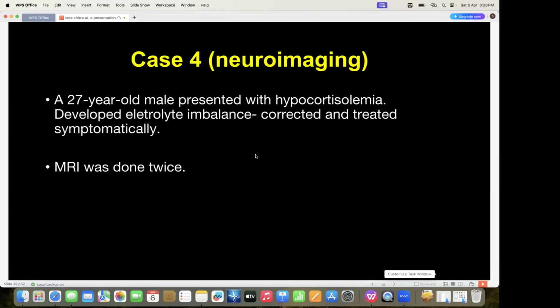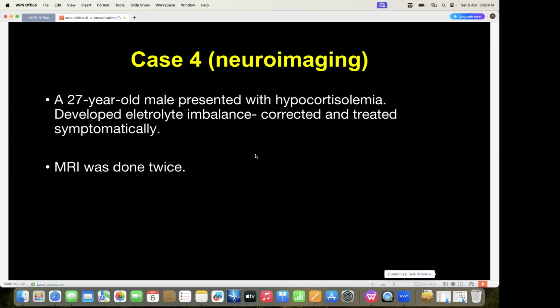Coming to the fourth case. A 27-year-old male patient presented with hypocortisolemia, so lower cortisol levels, and because of the low cortisol levels, he developed electrolyte imbalance such as hyponatremia. It was corrected, and he was treated symptomatically only.